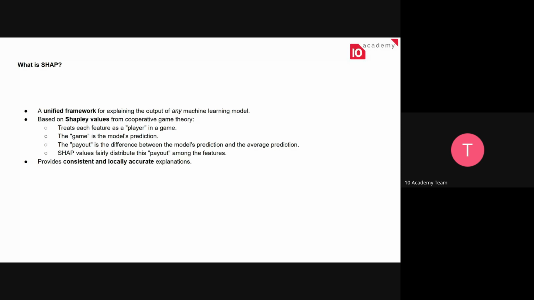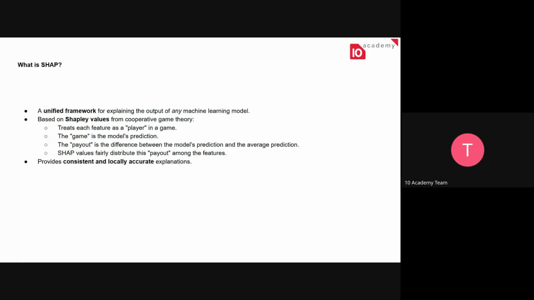SHAP is a unified framework for explaining the output of any machine learning model. Based on the Shapley value from cooperative game theory, it treats each feature as a player in a game, and the game is the model prediction. The payout is the difference between the model's prediction and the average prediction, and the SHAP value fairly distributes this payout among the features.